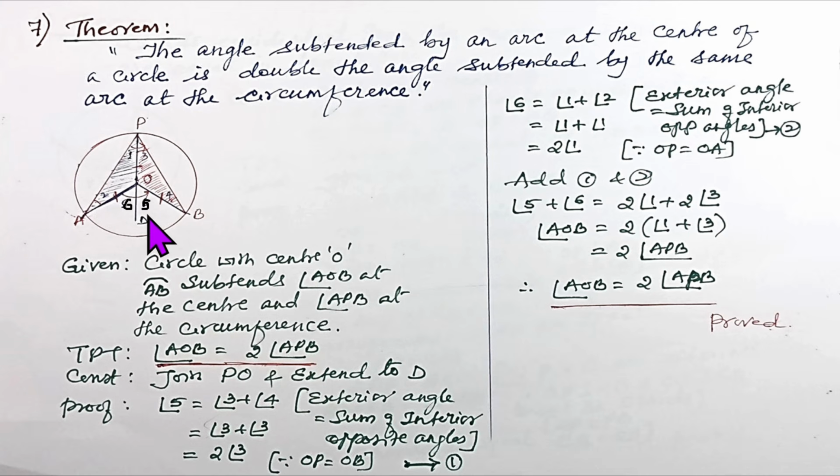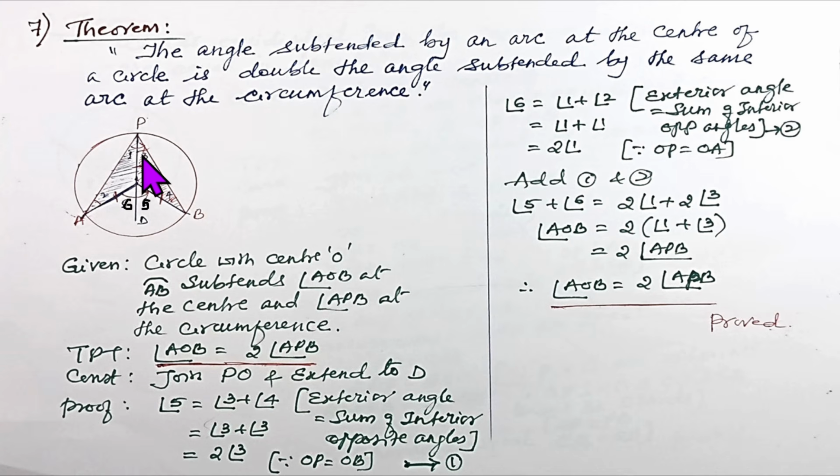Now for that we will have to go for a construction. Join PO and extend it to D. Now we get two triangles here, triangle AOP and triangle BOP. And if you take triangle BOP, the angle 3 and angle 4 are equal because they are angles opposite to equal sides OP and OB. And also angle BOD, which is angle phi here, is equal to the sum of the interior opposite angles, that is angle 3 and angle 4. So we have angle phi is equal to angle 3 plus angle 4.